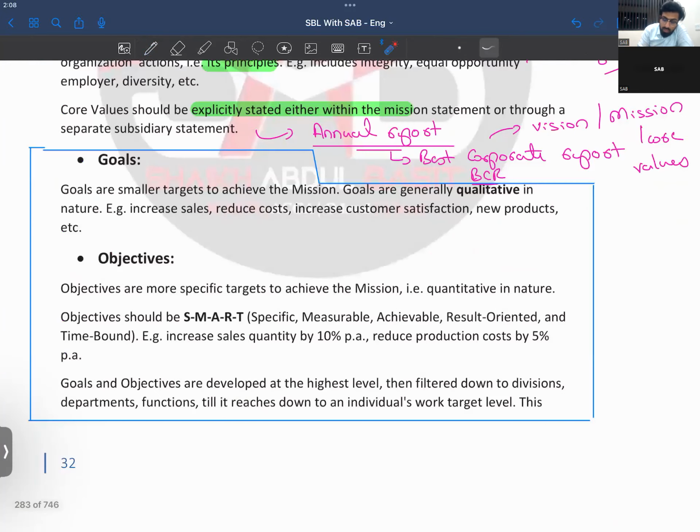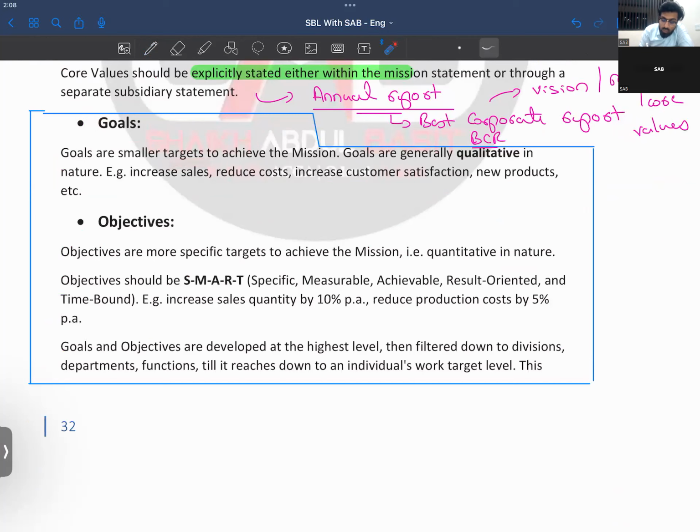Now see, what are goals? Goals are smaller targets to achieve the mission. If I ask you what are goals, you'll say that goals are smaller targets to achieve the mission. Goals are generally qualitative in nature. That just means that they are smaller targets. If someone asks you to define goals, goals are smaller targets to achieve the mission, and they are qualitative in nature. They are not quantitative, they are qualitative.